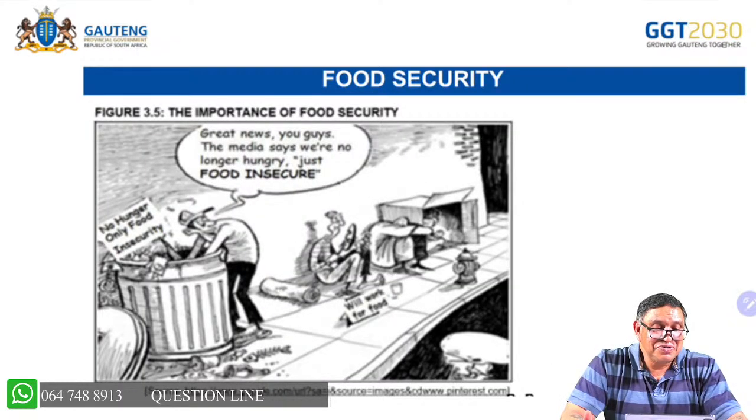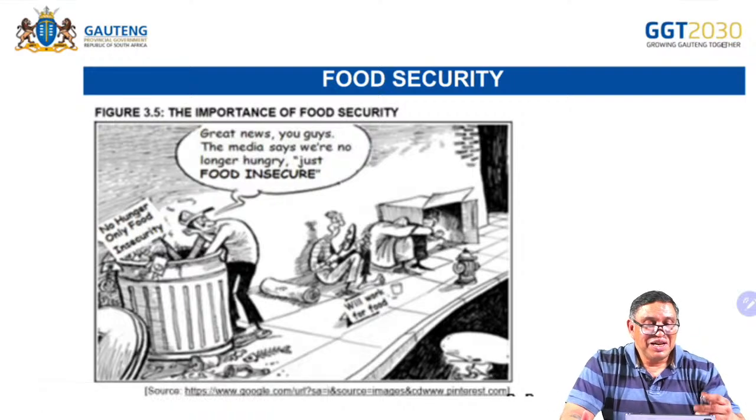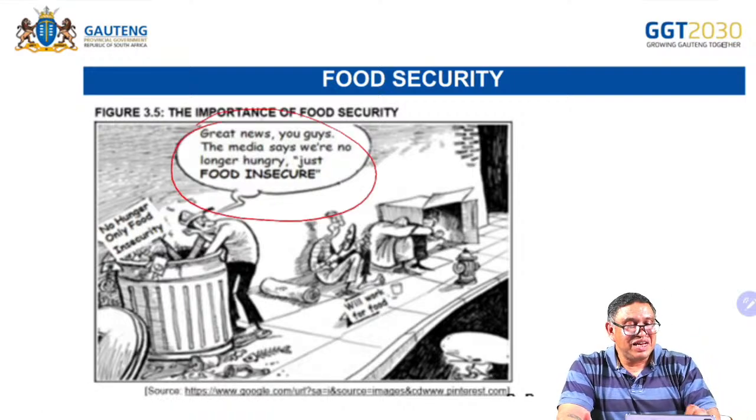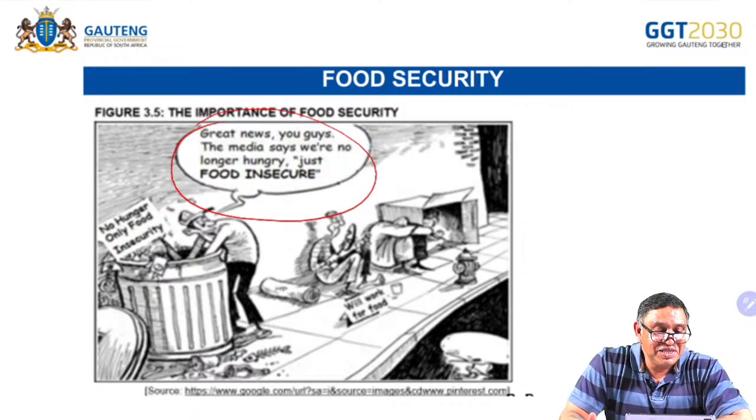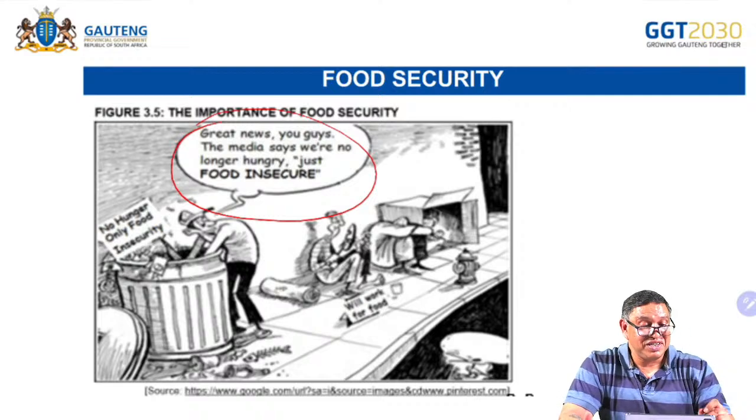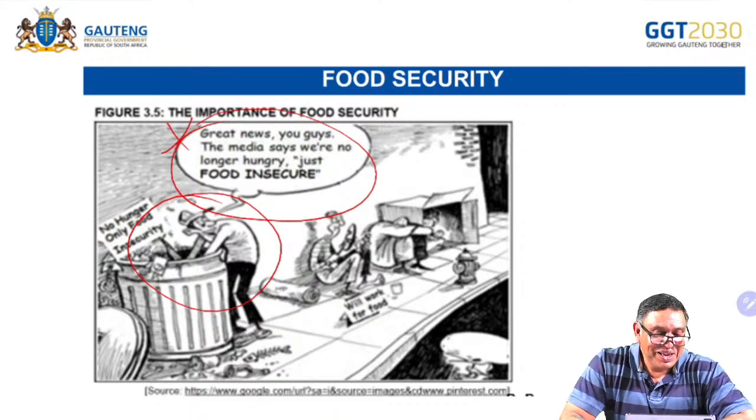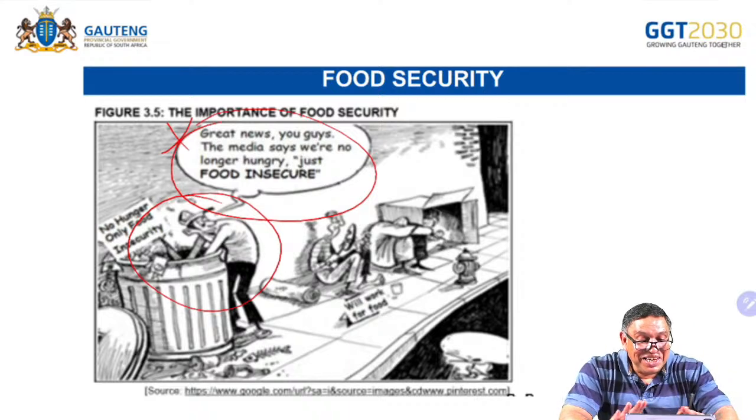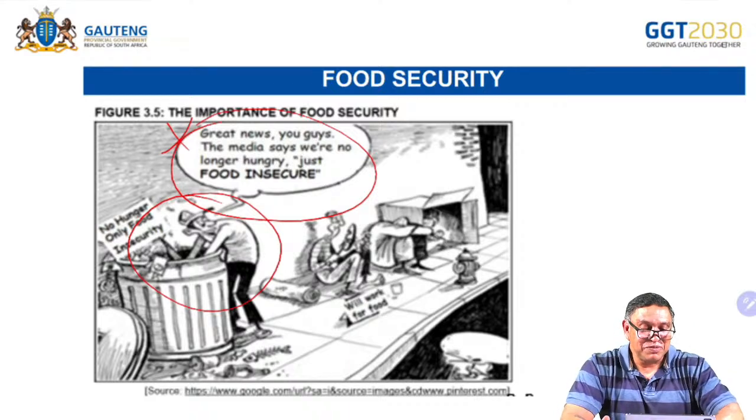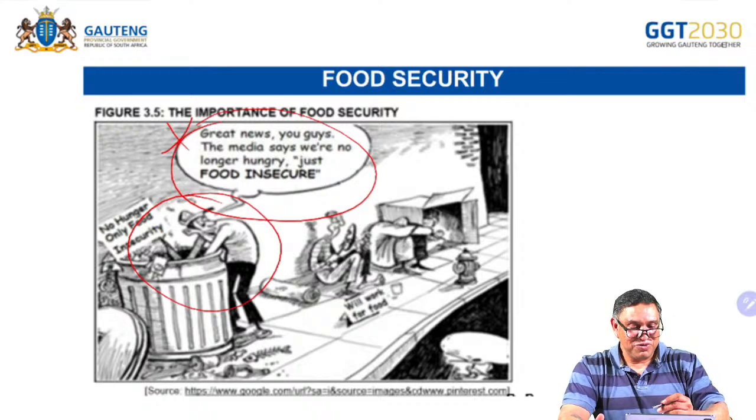I like this cartoon where he talks about the statement that we are food secure. You understand? There's no hungry person, just food insecurity. And this poor guy is looking in the bin. All right? That means there is a problem. Yeah, this is a little bit of sarcasm there. You understand? So you read into cartoons. This person says no food. This guy is begging for food, will work for food.